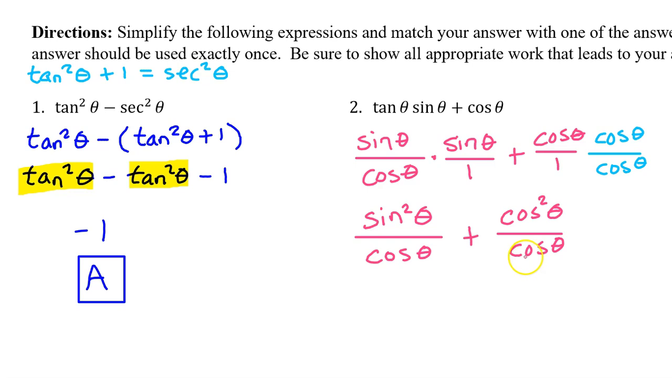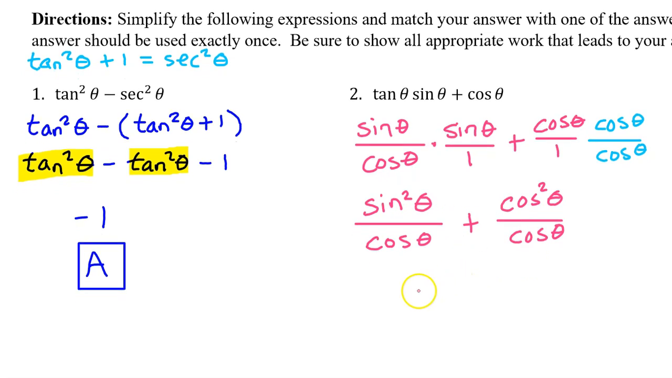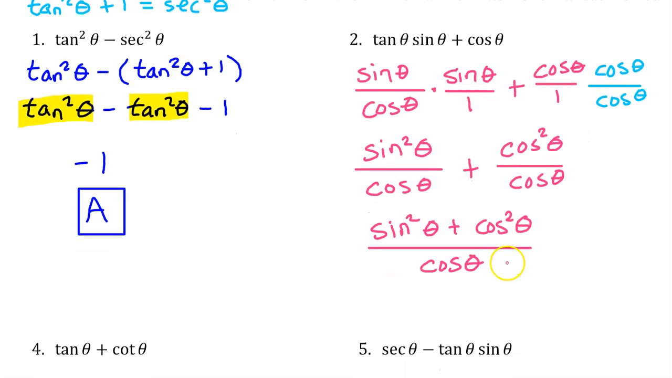Now we have like denominators, so we can add these two fractions together, and we will get sine squared theta plus cosine squared theta over the common denominator of cosine theta. Aha! This is our favorite Pythagorean identity. We know that sine squared theta plus cosine squared theta is equal to 1. So this is 1 over cosine theta.